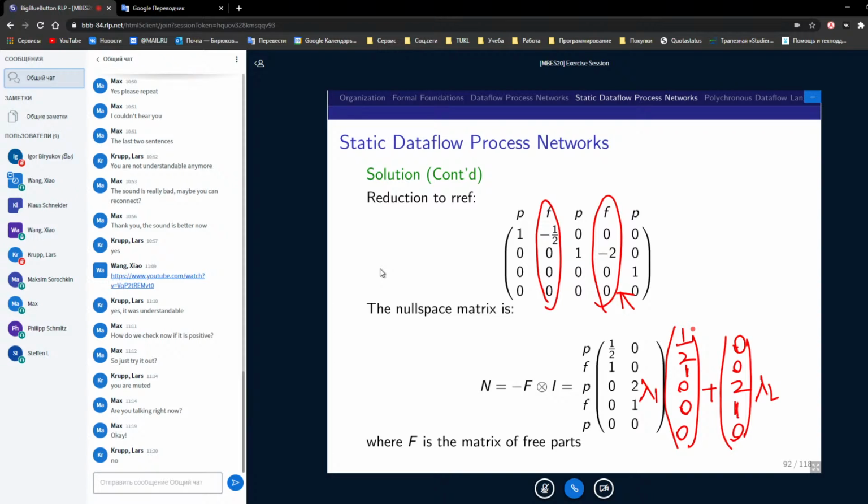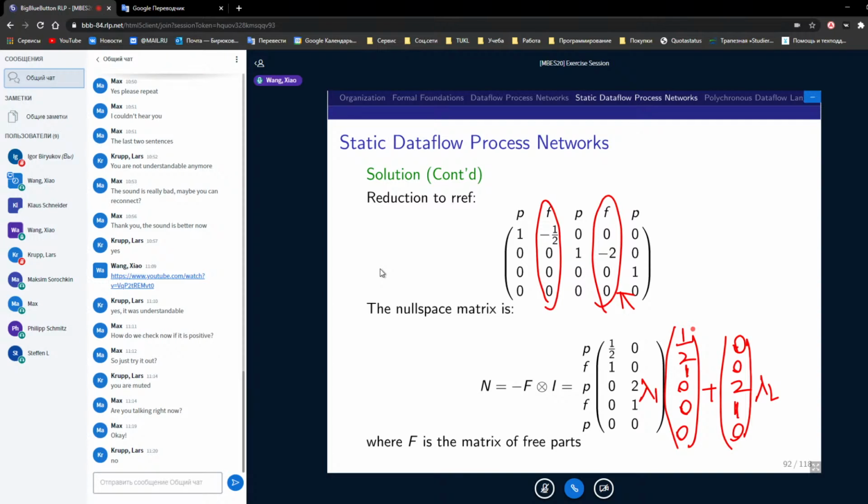Okay. Regarding polychronous data flow networks, or regarding quads, I think it should be done with the synchronous model of computation, if I'm not mistaken. Exercise sheet 5 is about polychronous data flow languages.